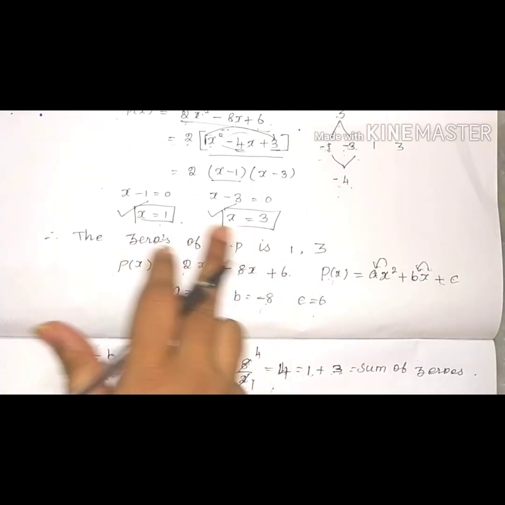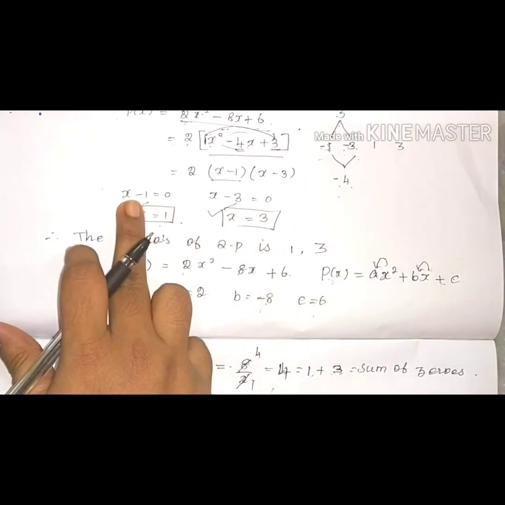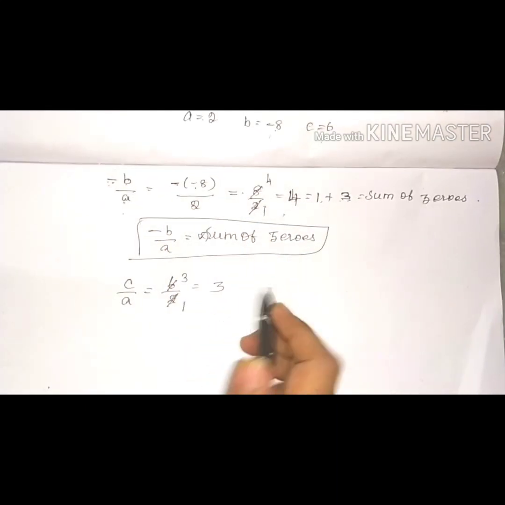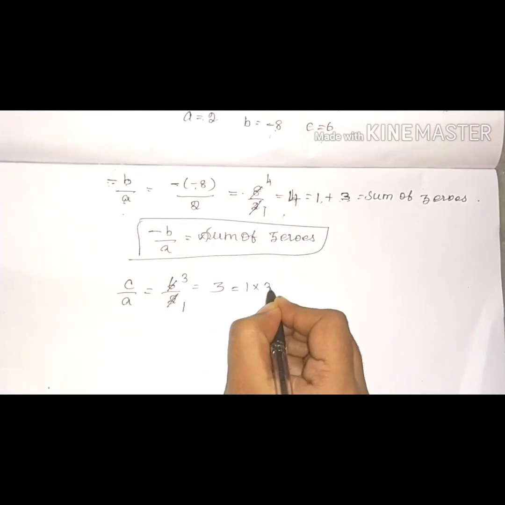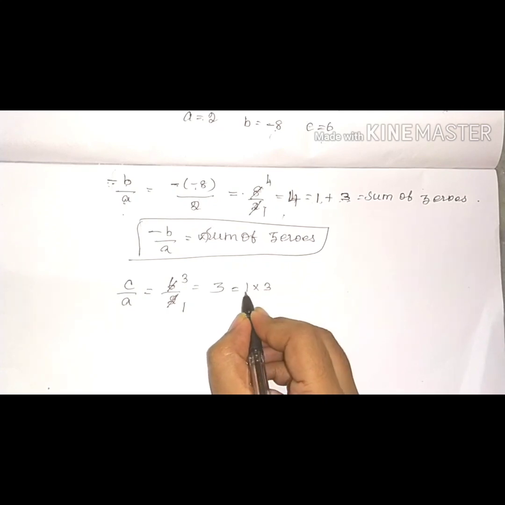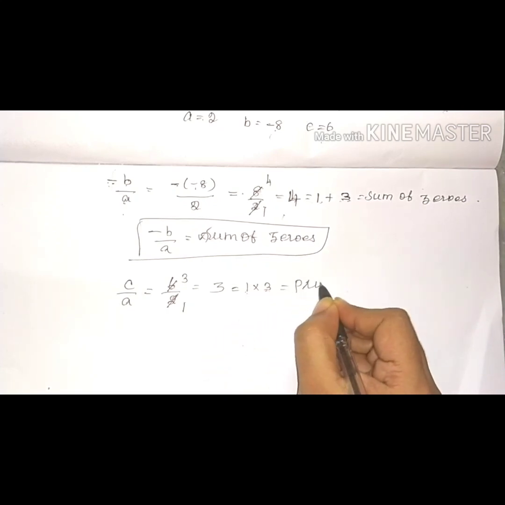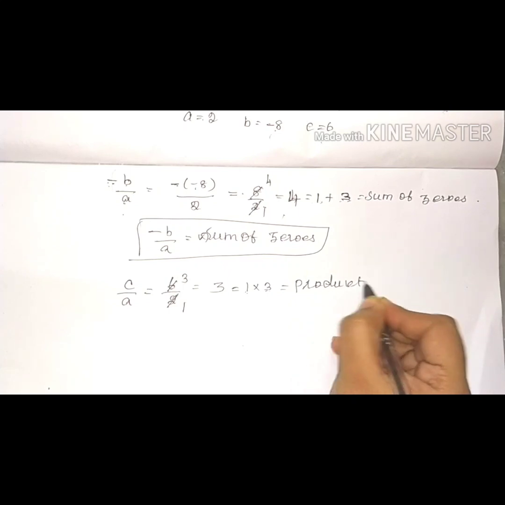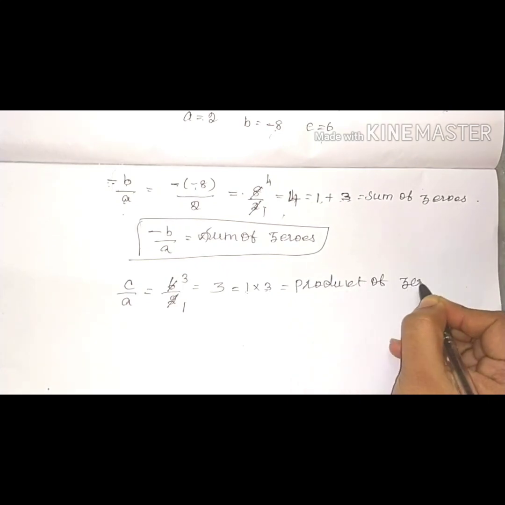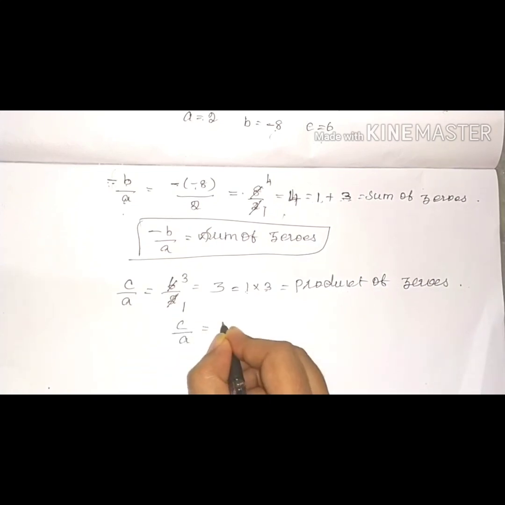Now 3, using these zeros, if you add you will get 4, if you multiply you will get 3. See, 1 three is 3. So using this concept, this 3 we can rewrite as 1 into 3. 1 into 3 means what? 1 is also a zero, 3 is also a zero. 1 into 3 means product of zeros. Therefore, c by a is equal to product of zeros.